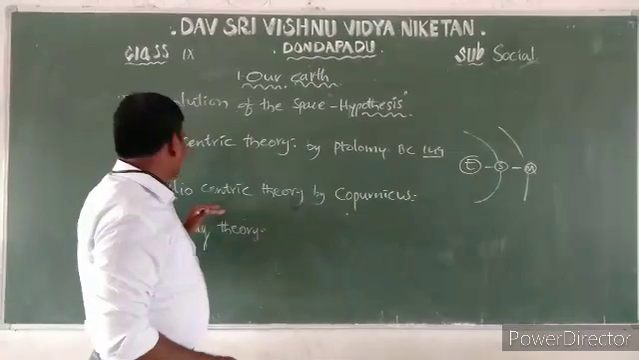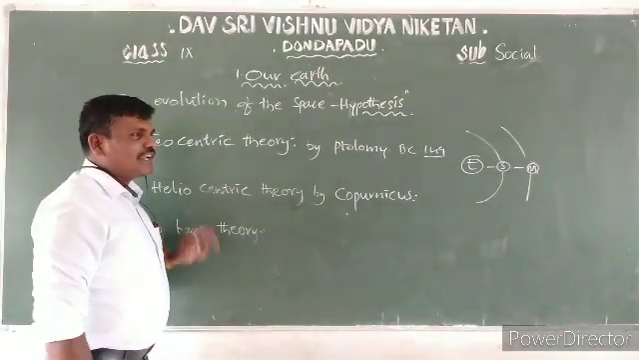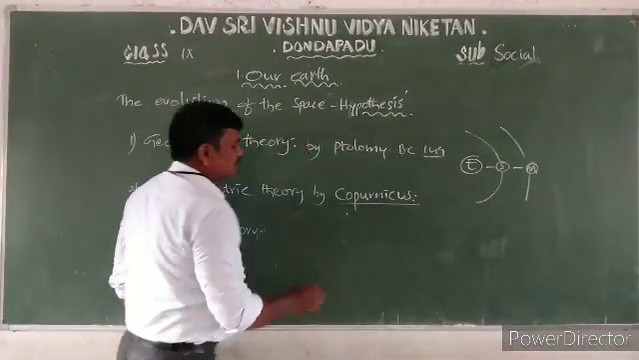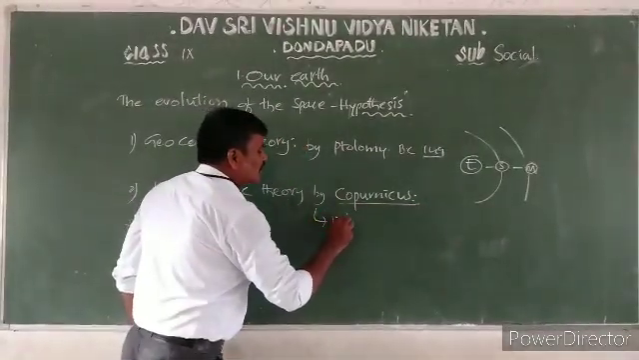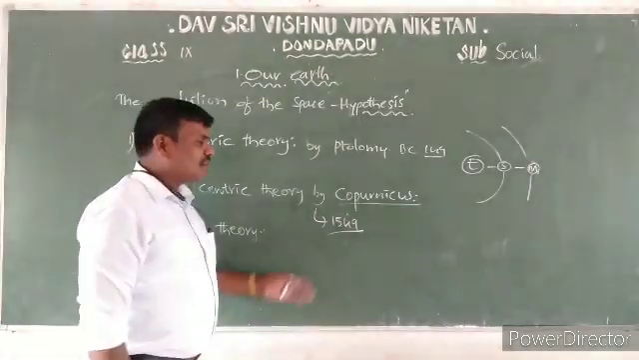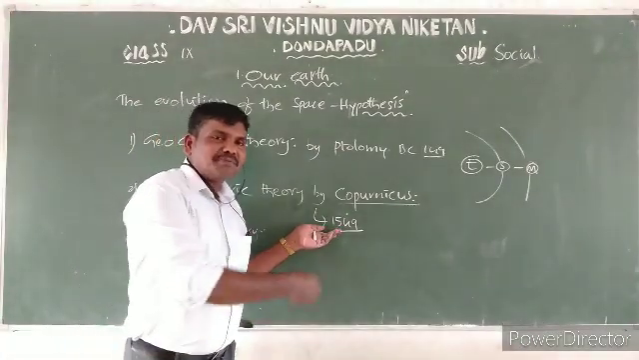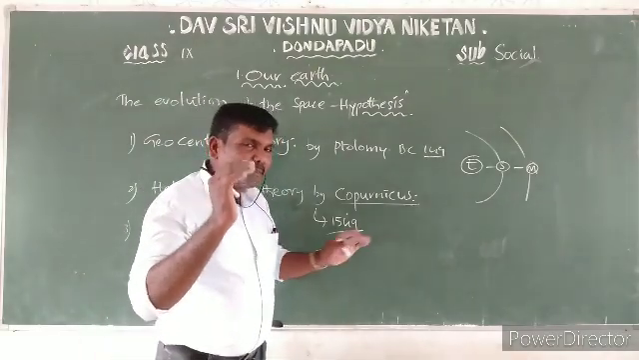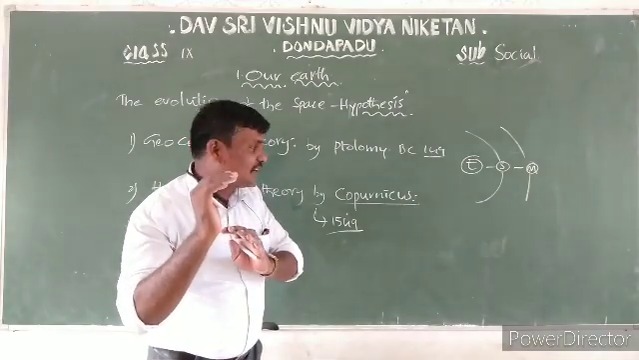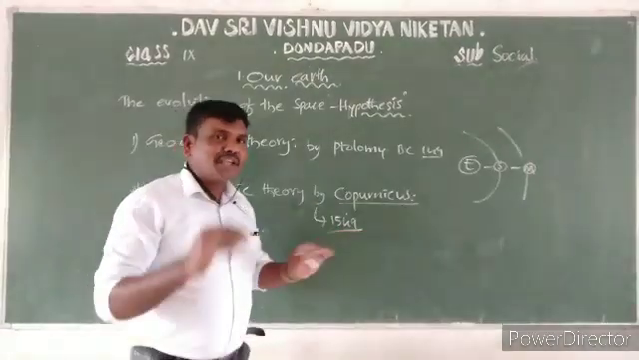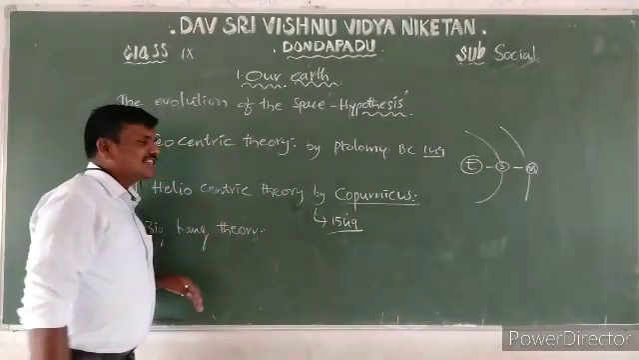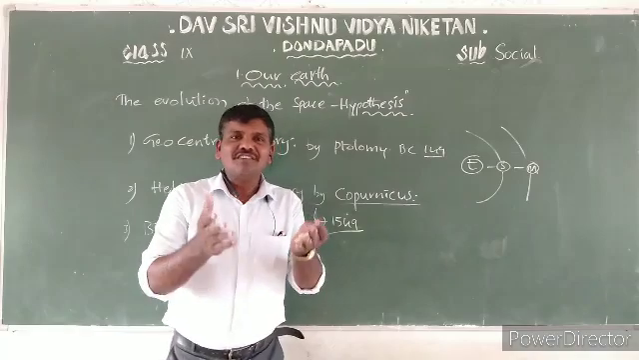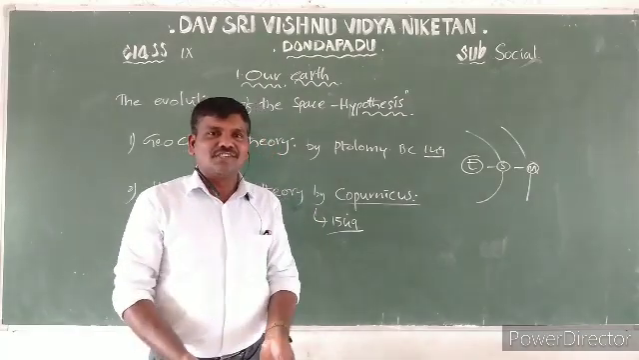Okay, and the next one is the heliocentric theory. The heliocentric theory was proposed by Copernicus. His period is 1549. Imagine, the modern age had just begun. So at that time the telescope was already discovered. By using the telescope, he proposed the heliocentric theory. Then what is meant by heliocentric theory? Helio means the Sun. The Sun-centered theory is known as the heliocentric theory.